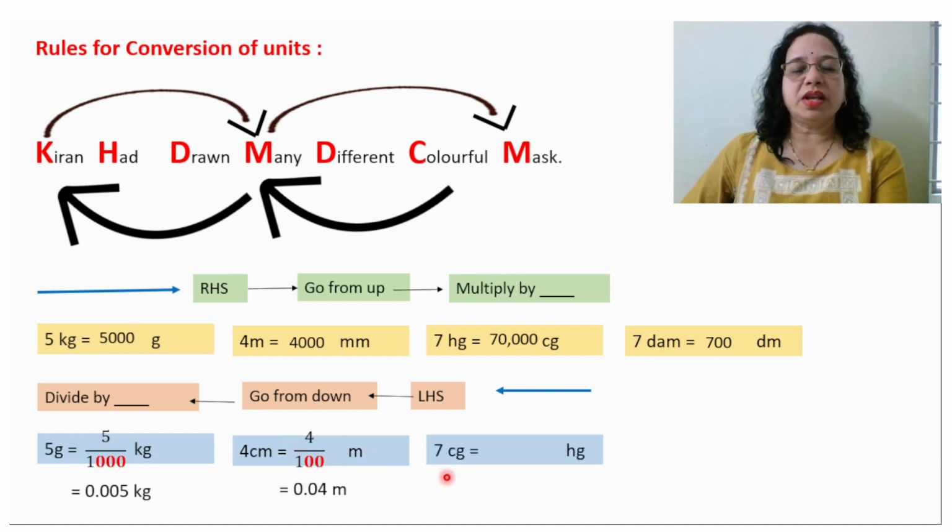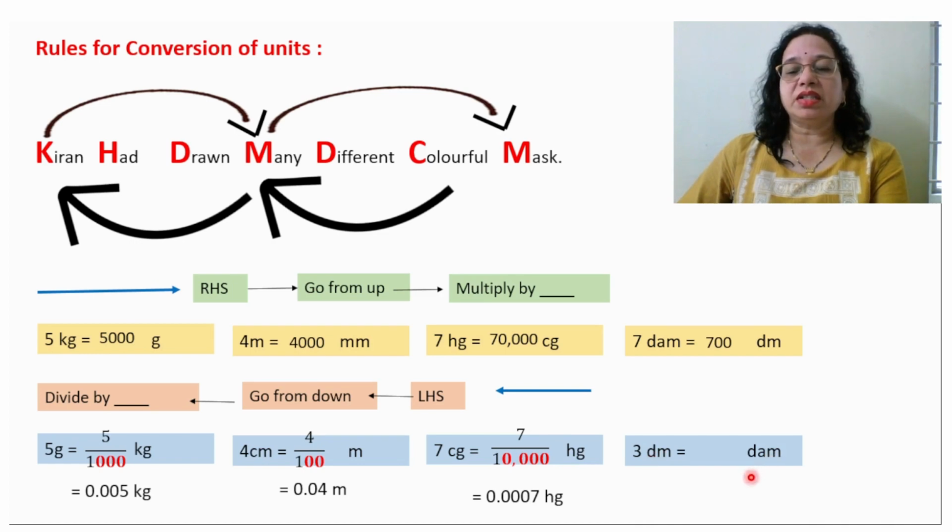Take one more example, 7 centigram into hectogram. This is centigram and this is your hectogram. So just count 10, 100, 1000 and this is 10,000. So we will divide by 10,000. Now how many zeros are there? 4 zeros. So here we require 4 places. So 1, 2, 3, 4. It means 0.0007 hectogram.